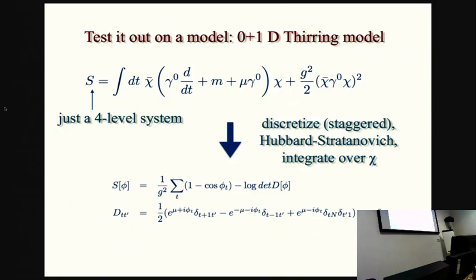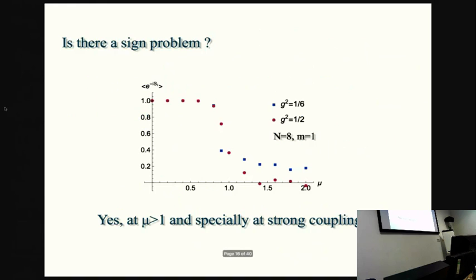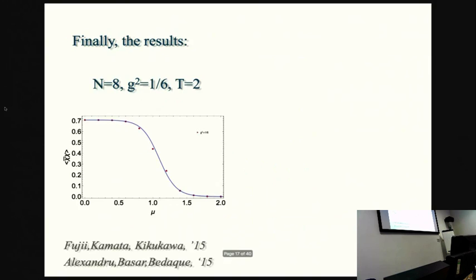So let's test it out. So the first example is kind of a workhorse in this business. That's the 0+1 theory model. Do not be impressed. This is a 4-level quantum mechanical system. It's exactly solvable. But you learn a lot by doing those things. So first of all, if you just do it in the real plane, there is a sign problem. As soon as you get to interesting values, your phase is 0. So you need to do something about it. So we apply exactly the same algorithm.